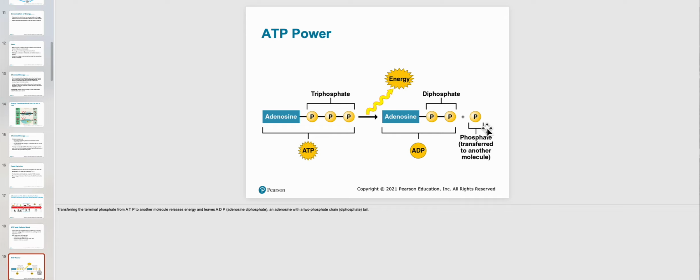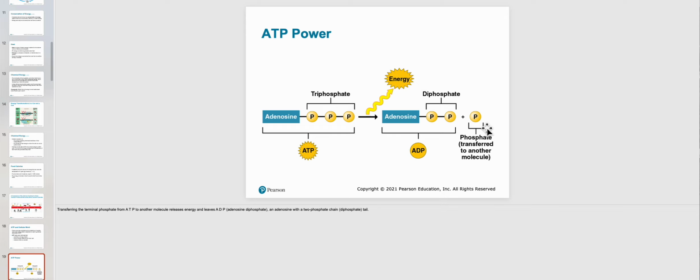So earlier I mentioned channels that we have in our phospholipid bilayer of the cell membrane. In order for that channel to open, we actually attach a phosphate group. We will see a picture of that later. So you're opening up a channel by attaching a phosphate group.